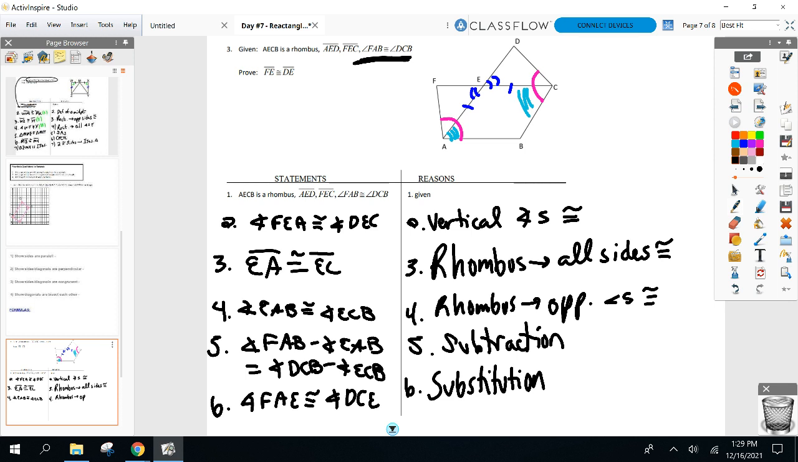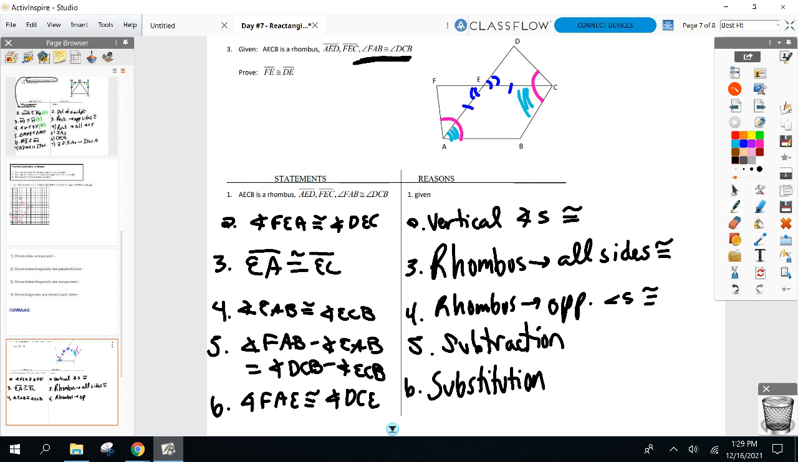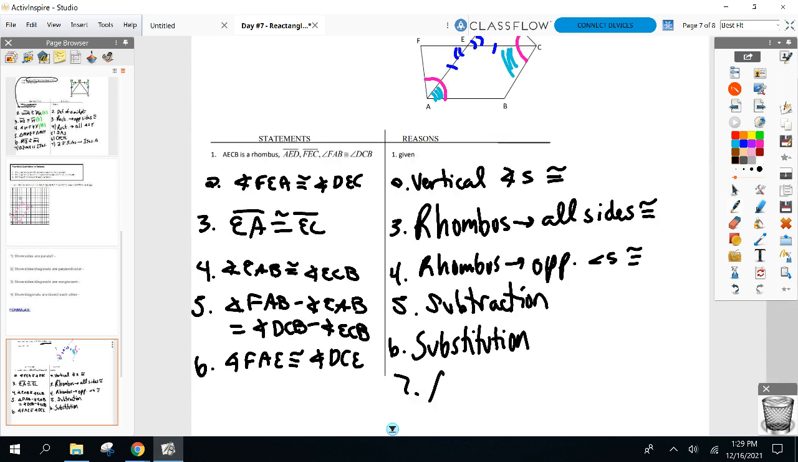All right. Why are the triangles congruent before I say CPCTC? Why are these triangles congruent? Angle, side, angle. Perfect. And then CPCTC to end this. Go ahead, finish it up. I'll give you time here. Go ahead, finish your proof up.